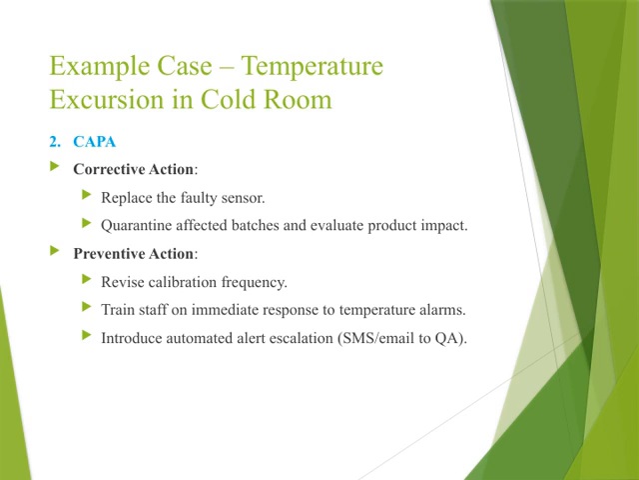Additionally, introducing automated alert escalation, like SMS or email notifications to the QA team, ensures that alarms are promptly addressed without delay. All of these actions are about not just fixing the problem, but preventing it from happening again, which is central to our overall quality and compliance goals.